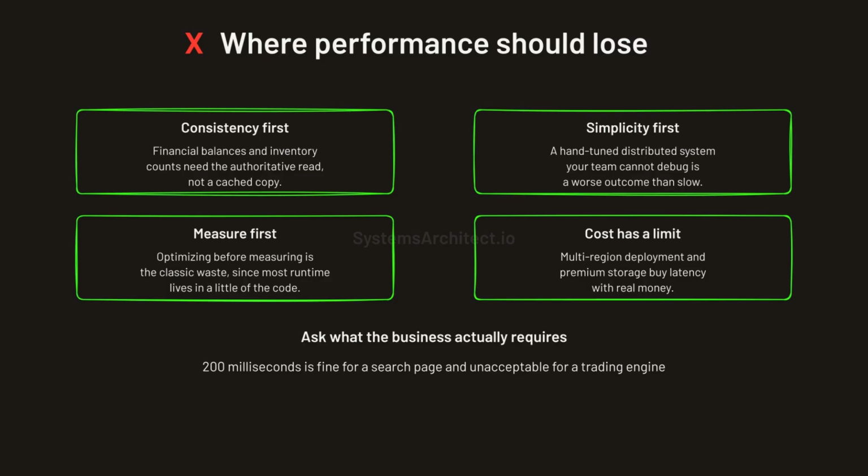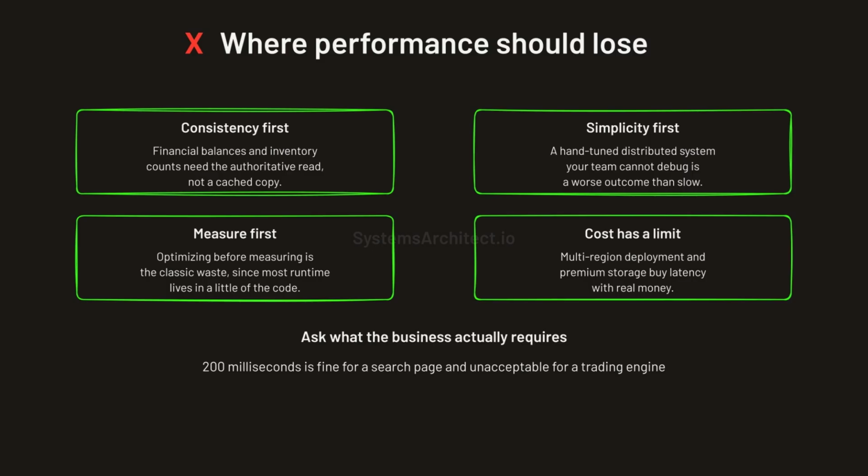Caching trades consistency for speed. Financial balances and inventory counts often need the authoritative read instead. Aggressive optimization also trades away simplicity, and a hand-tuned system your team cannot debug is a poor outcome. When is optimizing actually waste? Optimizing before you have measured is the classic waste, since most runtime lives in a small fraction of the code.